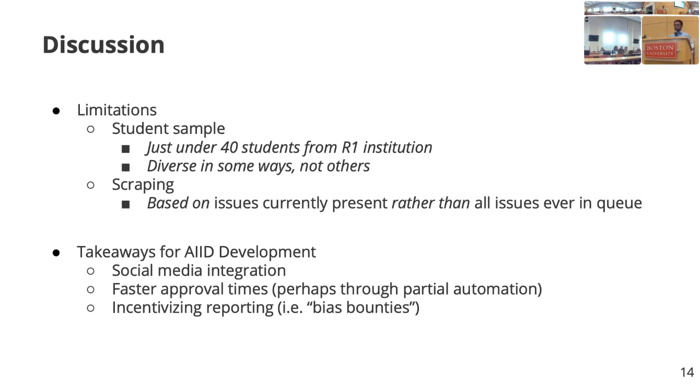But these limitations aside, our results still suggest several takeaways for AIID development. See our paper for all recommendations, but some of them include, though are not limited to, social media integration, given the students' use of social media to find their own incidents. Faster approval time, given the statistics that we found on old reports and some complaints about speed in terms of approving these incidents. Perhaps partial automation can be used to improve turnaround time, but still keeping a lot of human involvement in this approval process. And then lastly, incentivizing the reporting, perhaps through bias penalties, which I think we can explore.